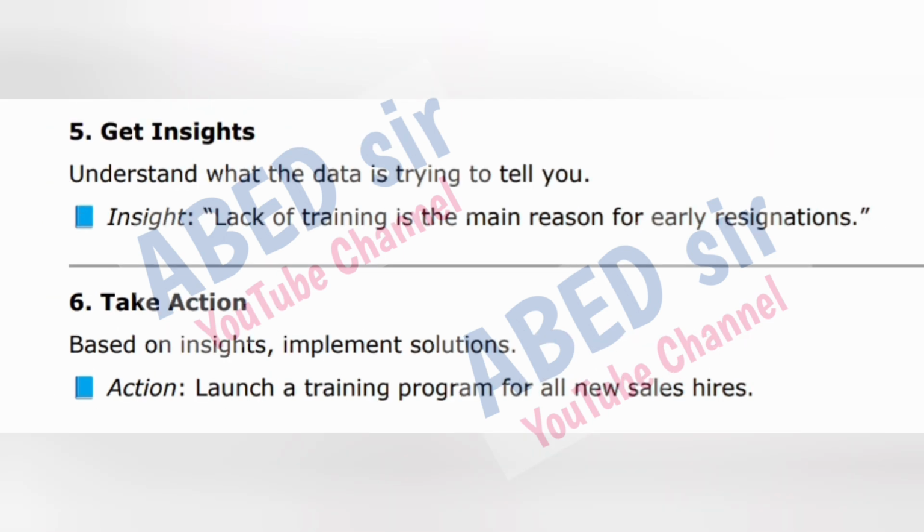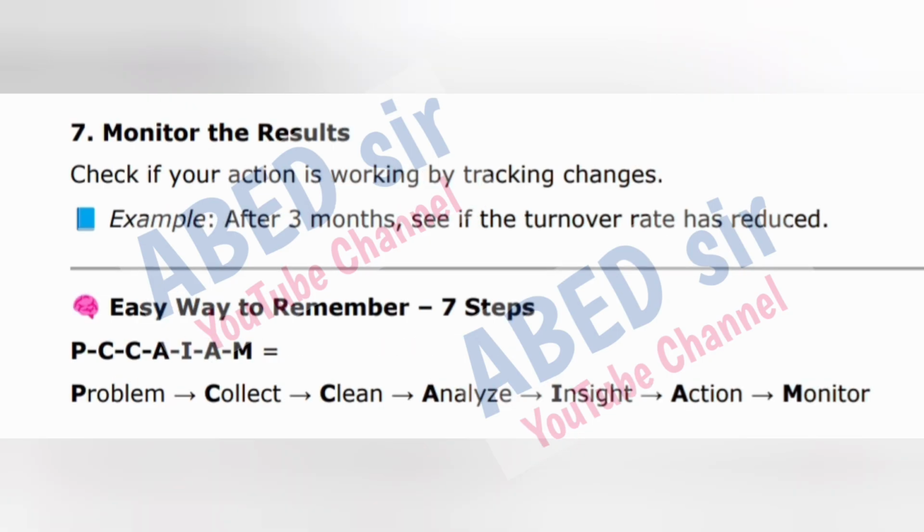5. Get insights. Understand what the data is trying to tell you. Insight, lack of training is the main reason for early resignations. 6. Take action. Based on insights, implement solutions. Action, launch a training program for all new sales hires. 7. Monitor the results. Check if your action is working by tracking changes. Example, after 3 months, see if the turnover rate has reduced.